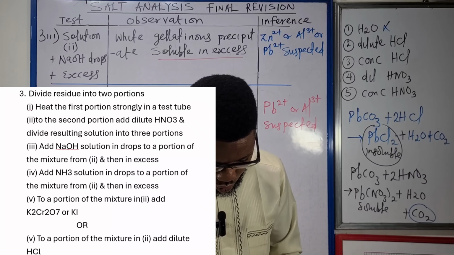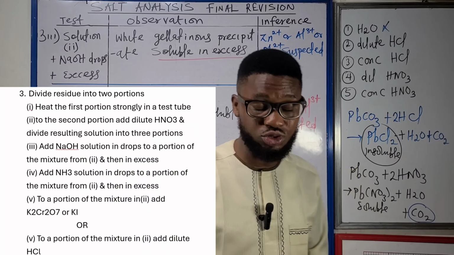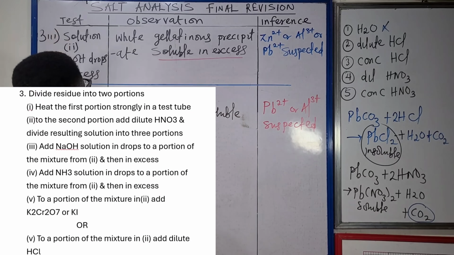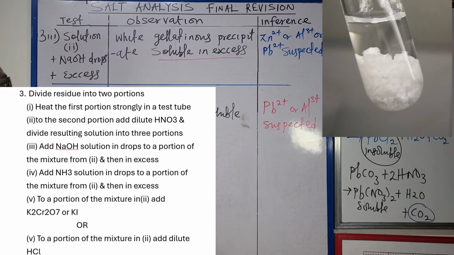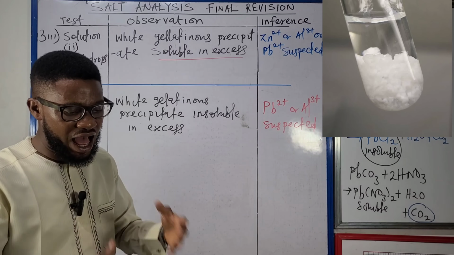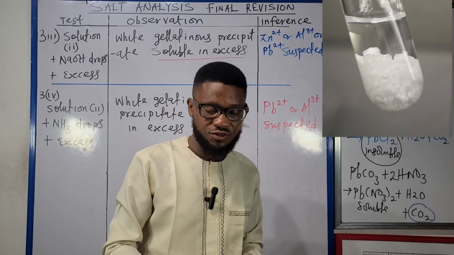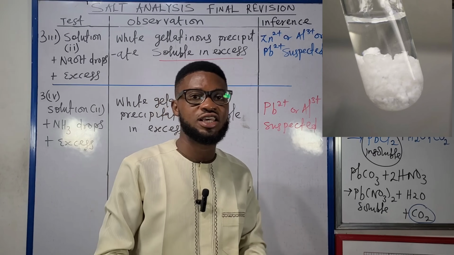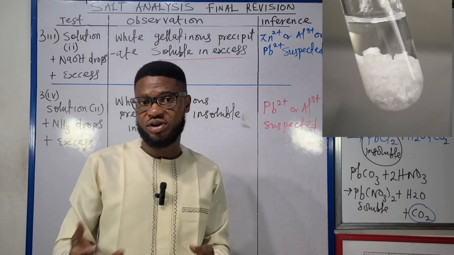To the second portion, we were told to test with ammonia solution. Yes, to one of the portions, the solution we had in Roman figure 2, if we add sodium hydroxide in drops and in excess, what we're going to have is a white gelatinous, or jelly-like, precipitate. I've had comments from the last video, someone saying no, it's not gelatinous, it's a chalky precipitate.